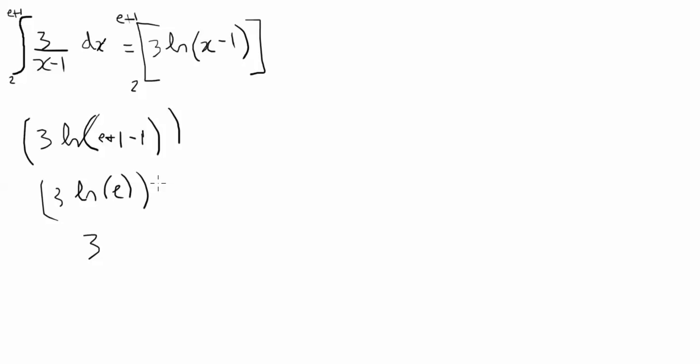And then we need to take away the, we're going to substitute the 2 in, so we're going to do 3 ln 2 minus 1, substituting 2 for the x. And again, well, 2 minus 1, I think we can do that. It's going to give us ln 1.